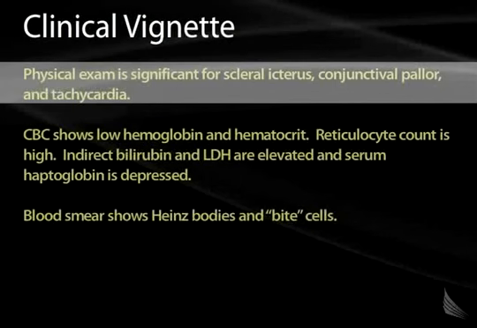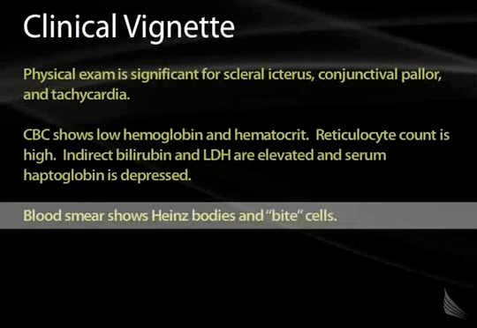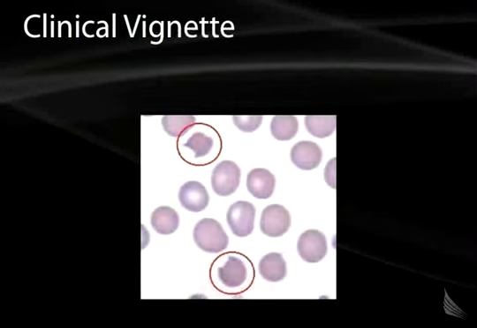Physical exam is significant for scleral icterus, conjunctival pallor, and tachycardia. He's anemic and is jaundiced. His CBC shows he has a low hemoglobin and hematocrit, confirming the anemia. The reticulocyte count is high. The indirect bilirubin and LDH are elevated, and serum haptoglobin is depressed. The blood smear shows Heinz bodies and bite cells. The bite cells are shown in this picture. They look like red blood cells with a little bite taken out of them.